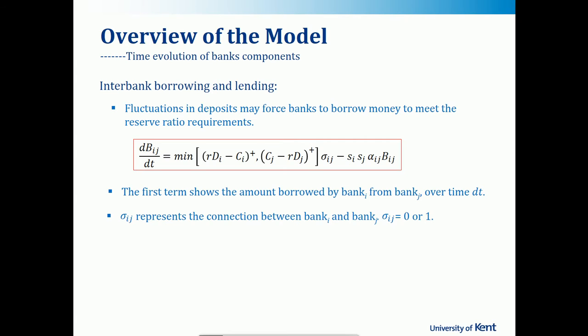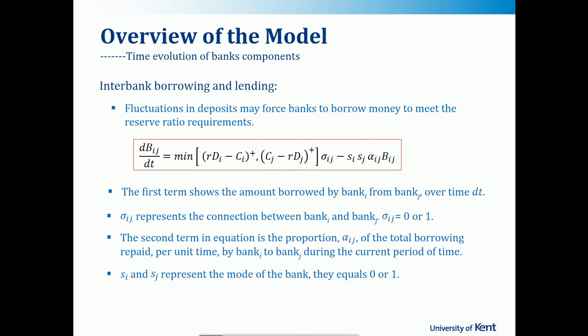The second term in the equation is the proportion of the total borrowing repaid per unit time. When a bank fails, it cannot repay its borrowing to the other banks, and it cannot receive previous lending back from other banks. Therefore, to make sure the repayment only works for the surviving banks, the repayment term needs to be multiplied by the parameters S_I and S_G, which represent the mode of the bank. If one of the two banks fails, then there is no repayment.